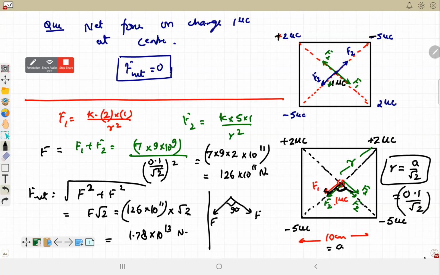No. We missed that micro. So that will be into 10 to the power minus 12 as well, for the micro coulombs of both charges. So it will be into 10 to the power minus 12, which becomes 17.8 Newton. I think so. Check the calculation. So that would be the actual question as per the answer.